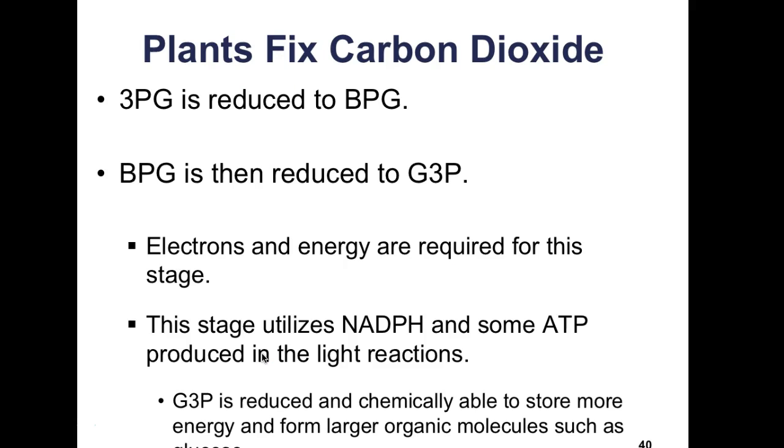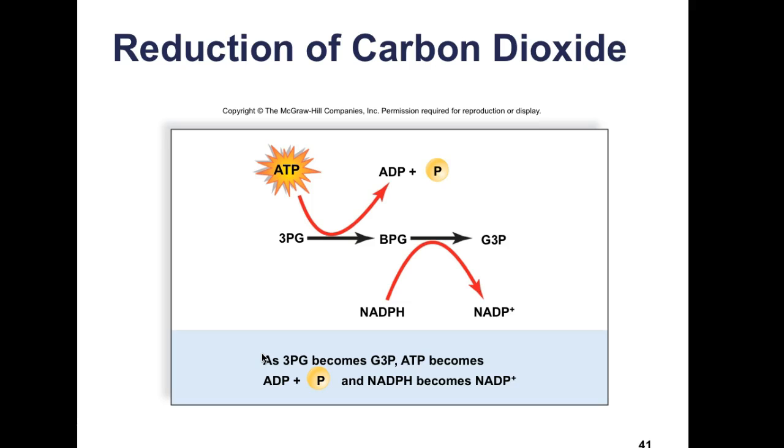So plants fix CO2, 3PG is reduced to BPG. BPG is then reduced to G3P. Electrons and energy are required for this stage. This utilizes NADPH and some ATP produced in the light reaction, and glyceraldehyde 3-phosphate is then reduced and chemically able to store more energy and form larger organic molecules such as glucose itself.